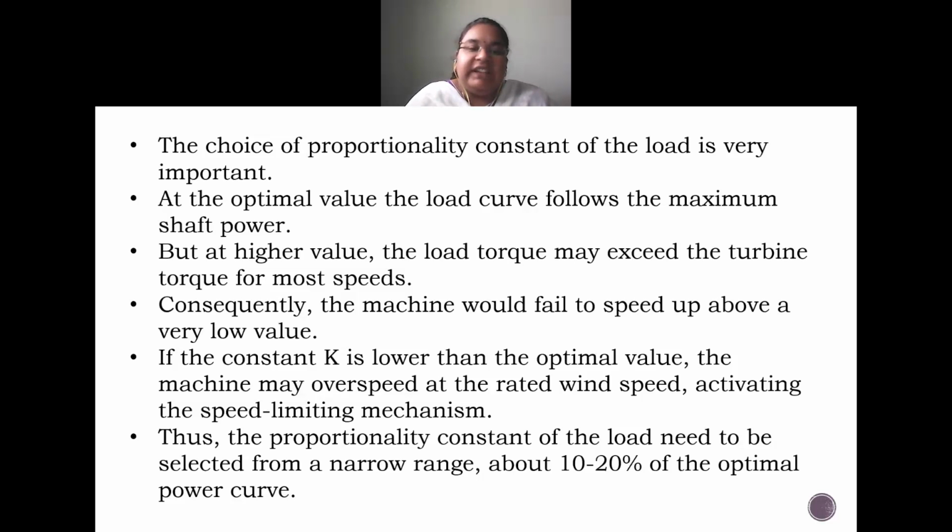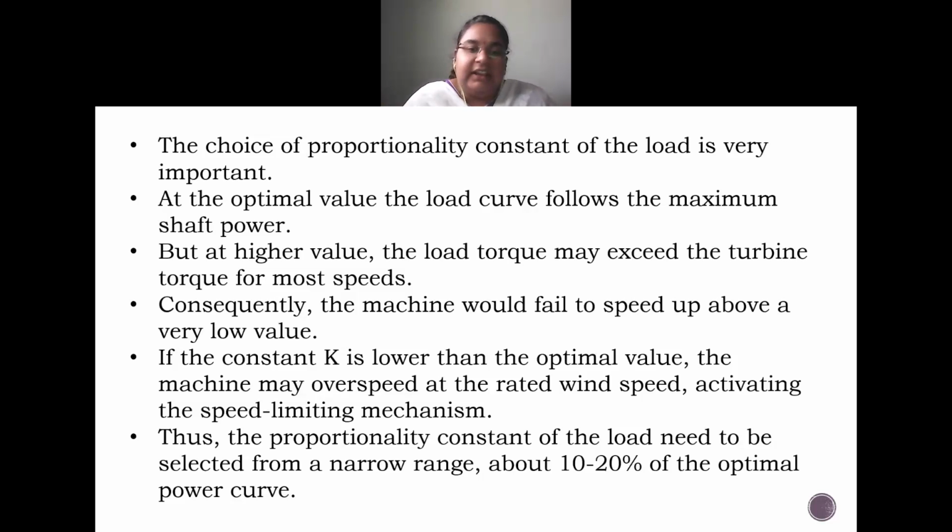Okay, activating the speed limiting mechanism. So we need to make sure that the proportionality constant of the load is selected in such a way that it should not overspeed the machine, as well as it should not fail the machine. So it should not be a very low value and it should not be a very high value.